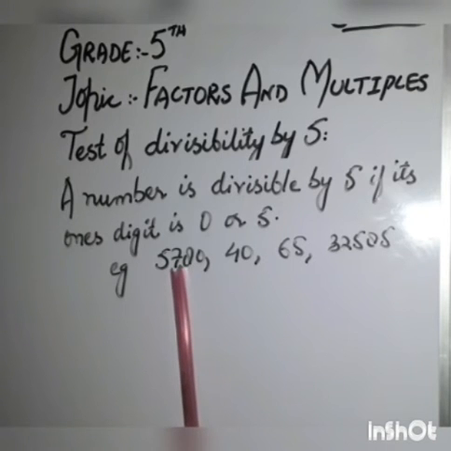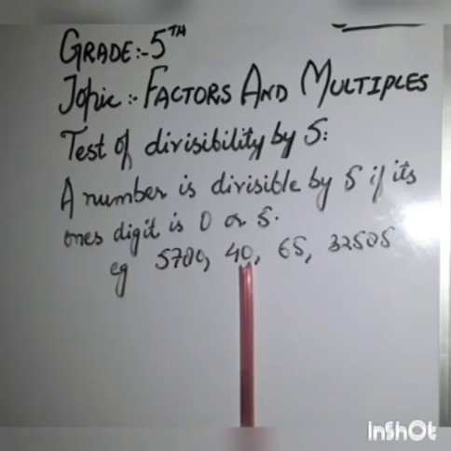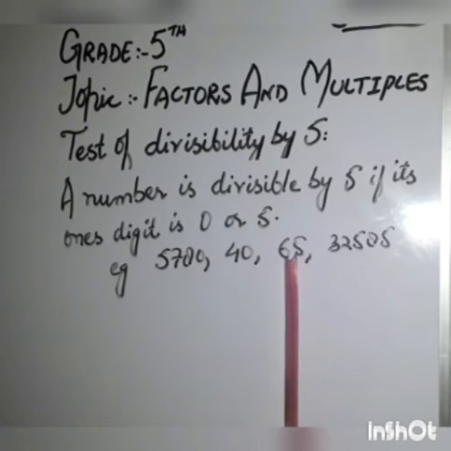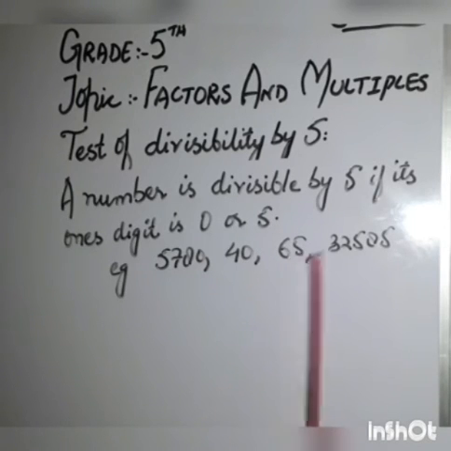is divisible by 5. Similarly, this is also divisible by 5. Now this number is having 5 at its ones place, it means this number is also divisible by 5. Similarly, this is also divisible by 5.